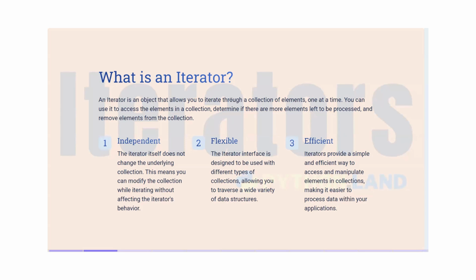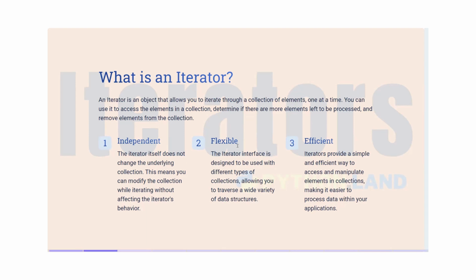Now, iterators have three key features: independent, flexible, and efficient. Independent is nothing but the iterator itself does not change the underlying collection. This means you can modify the collection while iterating without affecting the iterator's behavior. I mean, it is not like an array. It is the opposite of an array.